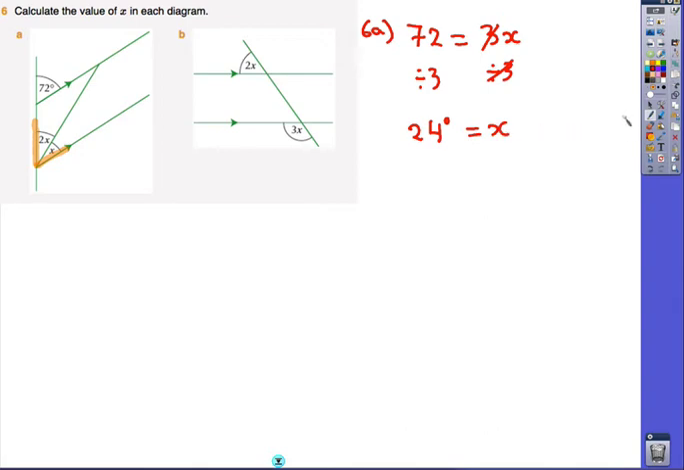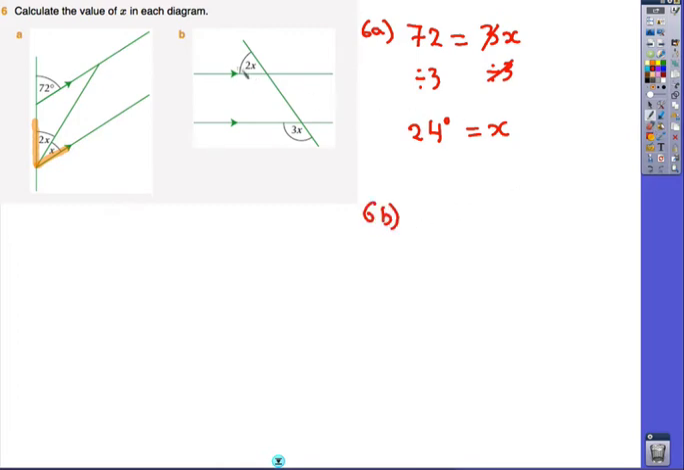A lot of students got 36, well not a lot, a few students got 36s because they thought that 72 was equal to 2x. You can clearly see from the question that 72 and 2x are not equal. It's 72 and 2x with x, so 3x. Now moving on to question B, 6b.